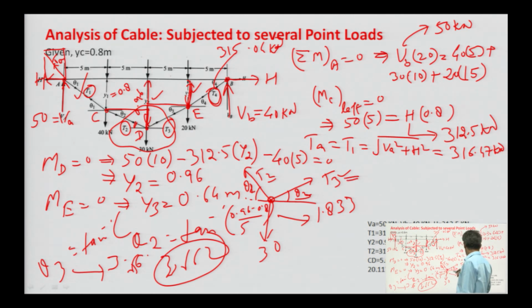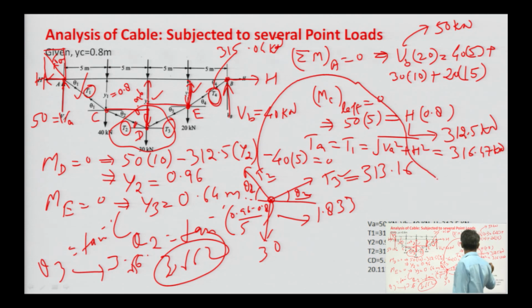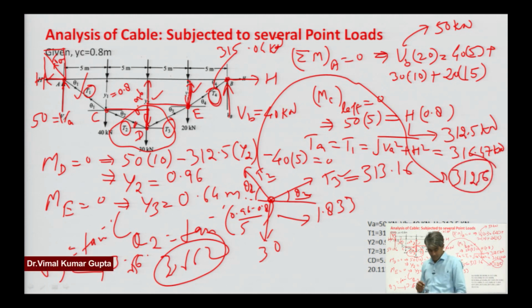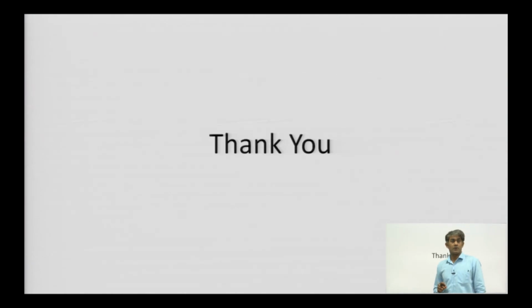Then you can calculate the value of T3 as 313.16 and the value of T2 as 312.6 kilonewton. This is the procedure for finding the tension in case of several loads acting on a cable. Thank you for listening to my lectures.